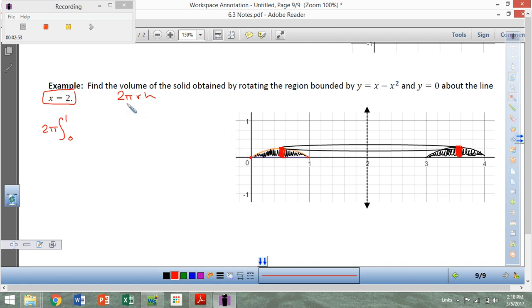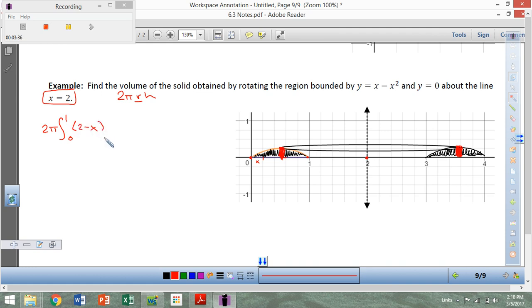Now, what would be the radius of the shell? Well, the radius of the shell goes from 2 to whatever x value my rectangle starts at, right? So how do I say that? Well, I have a distance of 2, which goes from 0 out to 2, and I subtract away from that the distance of whatever x value I have my rectangle at, which would give me a radius of 2 minus x. 2 minus x.